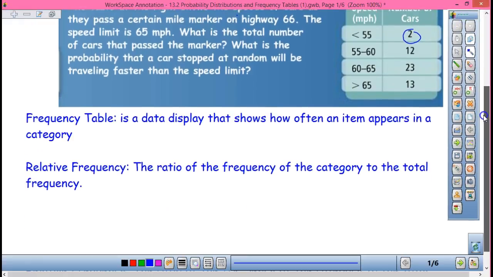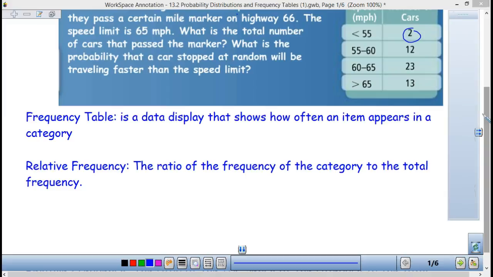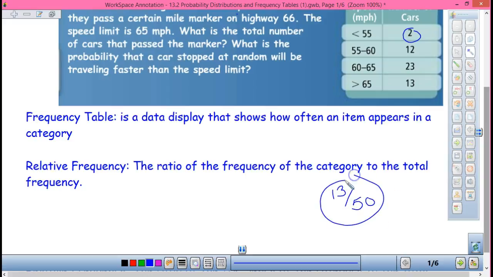Relative frequency is just the ratio. Basically how we've been finding probability. It's just the ratio of how often something happens to the total. So if I ask for the relative frequency of somebody speeding, how many were speeding? 13 out of 50. So 13 out of 50 is our relative frequency of somebody speeding.